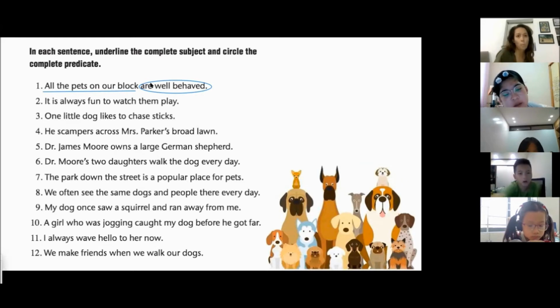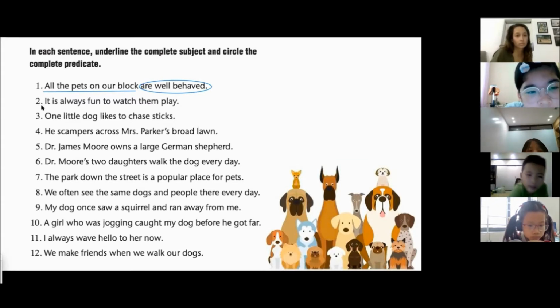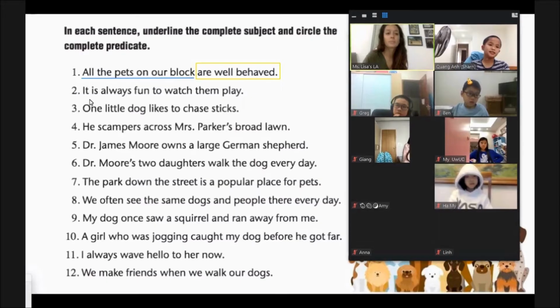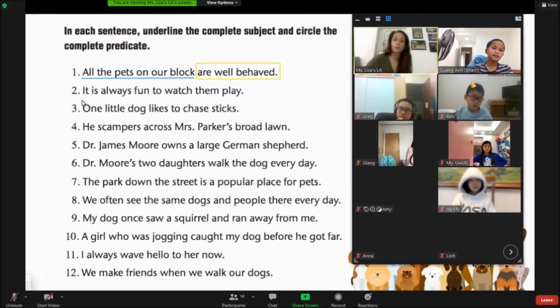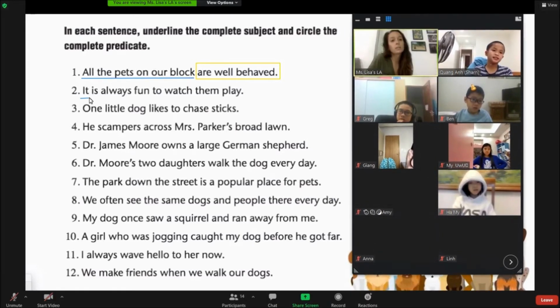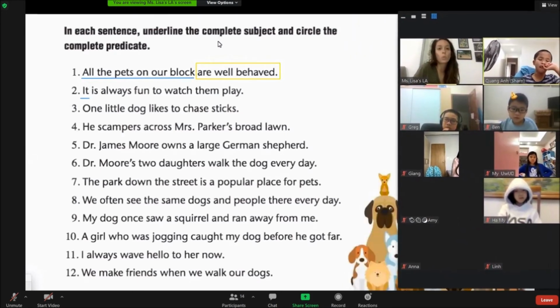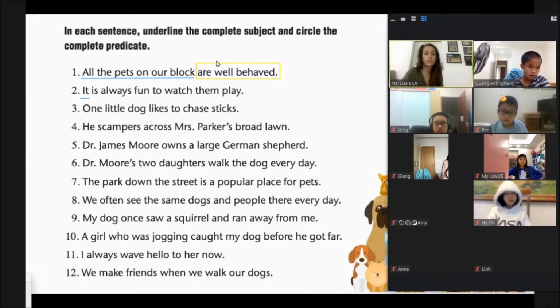It is always fun to watch them play. What's our complete subject? The complete subject is it. What's our complete predicate? Is always fun to watch them play. Verb starts our complete predicate. So sometimes the complete subject and the simple subject are the same thing. Sometimes there is only 1 word to tell what the sentence is about.